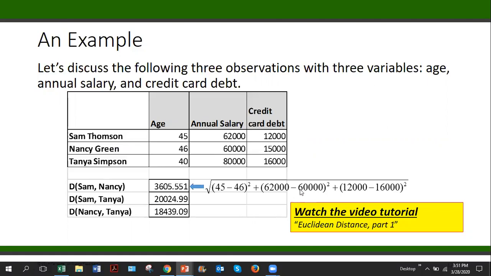Now let's discuss this in example when we have three observations. So my observations are information about three people: Sam Thompson, Nancy Green, and Tanya Simpson. For each observation, we have three variables: age, annual salary, and credit card debt. So now I want to calculate Euclidean distances between Sam and Nancy, between Sam and Tanya, and between Nancy and Tanya. And in order to do that, we will use the formula which we just discussed. So I will switch to Excel and we'll demonstrate how to calculate these Euclidean distances.